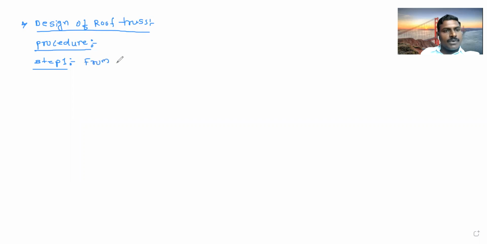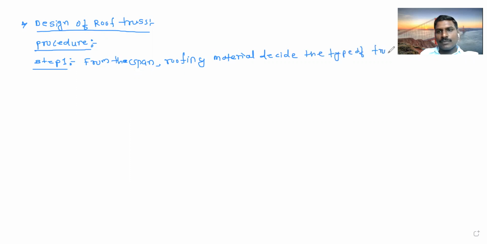Step 1 is from the span and roofing material, decide the type of truss. So which type of truss we have to use, that type of truss we have to decide initially from the span of your building. So this is step 1.